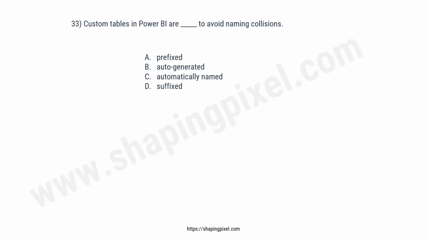Question number 33. Custom tables in Power BI are dash to avoid naming collisions. And we have four options: prefixed, auto-generated, automatically named, and suffixed. So the right answer here is option A, prefixed. Custom tables are prefixed to avoid naming collisions.